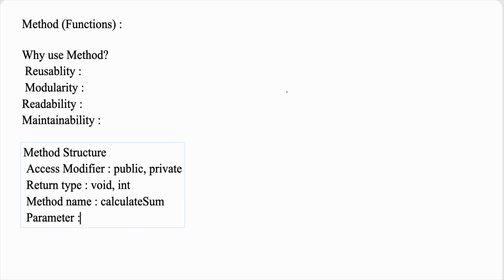And the fifth thing is the method body. Here is the code that defines what the method does, enclosed in curly braces. So whatever we write in the curly braces, we can say that is the method body.